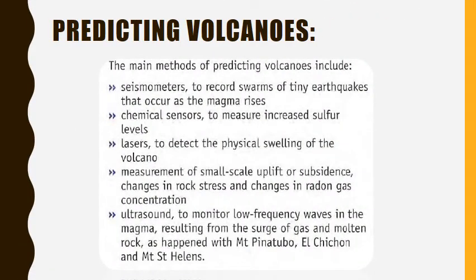Predicting volcanoes. The main methods of predicting volcanoes include seismometers to record swarms of tiny earthquakes that occur as the magma rises, chemical sensors to measure increased sulfur levels, lasers to detect the physical swelling of the volcano, measurement of small scale uplift or subsidence, changes in rock stress and change in radon gas concentration. Ultrasound to monitor low frequency waves in the magma resulting from the surge of gas and molten rocks.